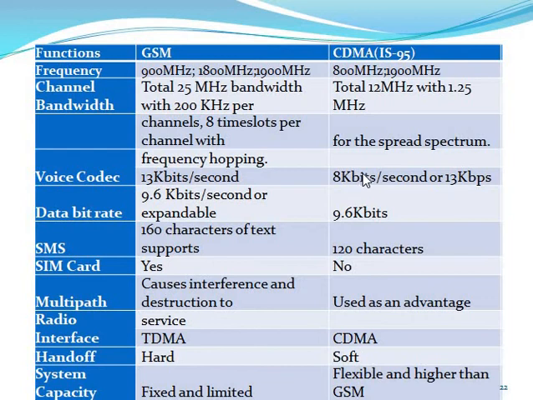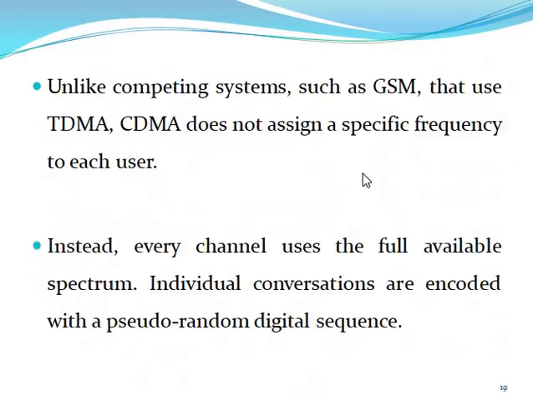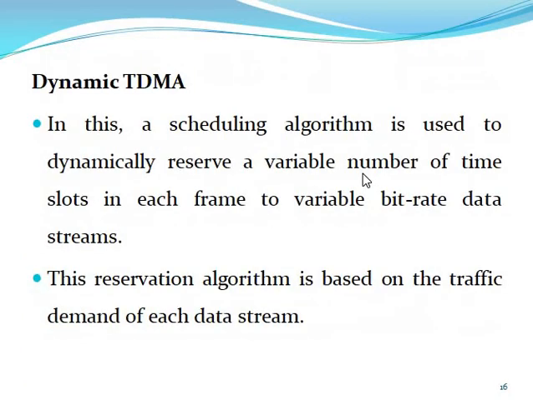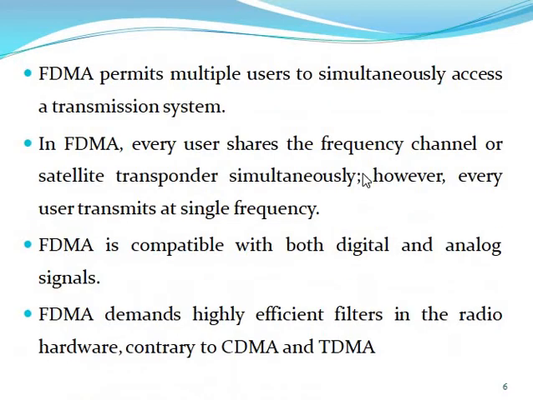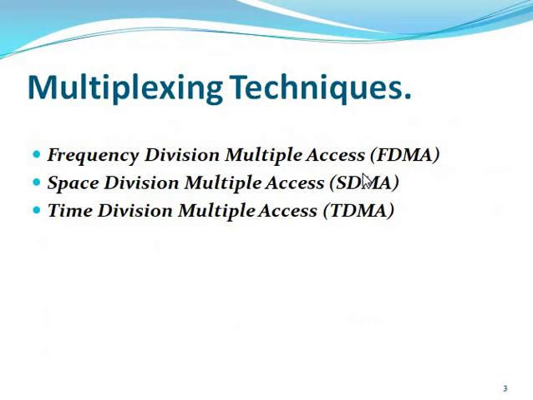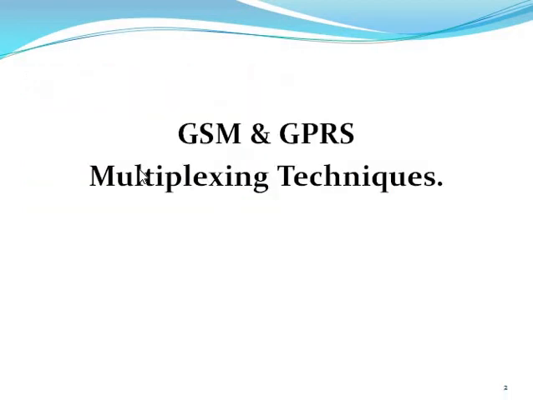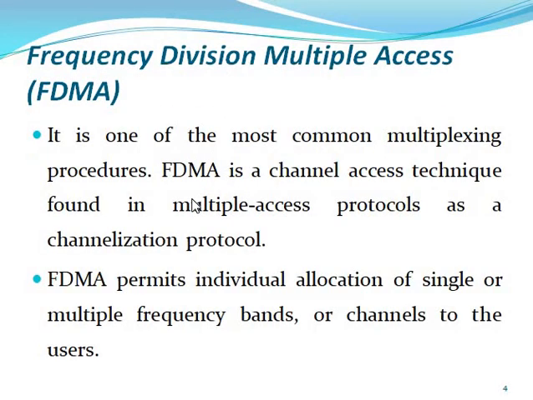IS-95. So this is all the frequency. Now we can quickly refer to all the modulation. We can also show GSM and GPRS, and the multiple access techniques which are available. Now we can show frequency division multiple access, FDMA.